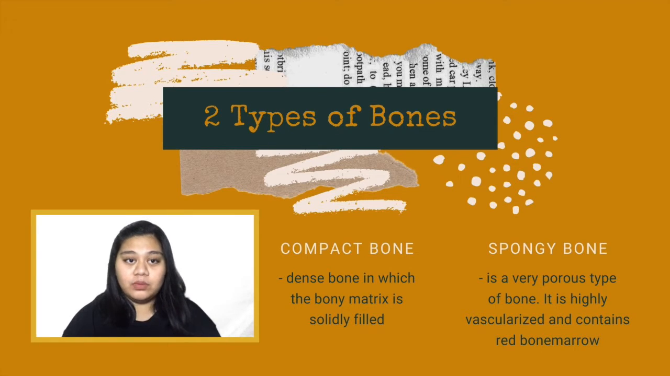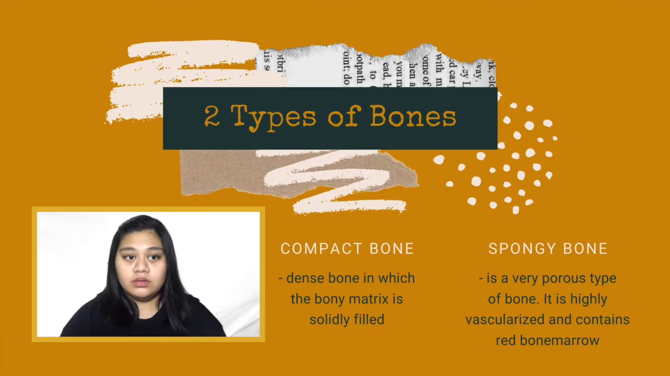The compact bone is a dense bone in which the bony matrix is solidly filled. It has 3 distinct layers: the circumferential lamella, concentric lamella, and the interstitial lamella. The spongy bone is a very porous type of bone. It is highly vascularized and contains red bone marrow.